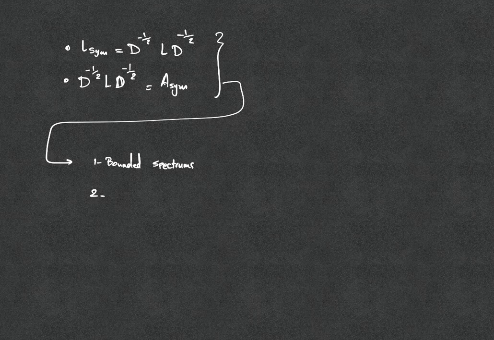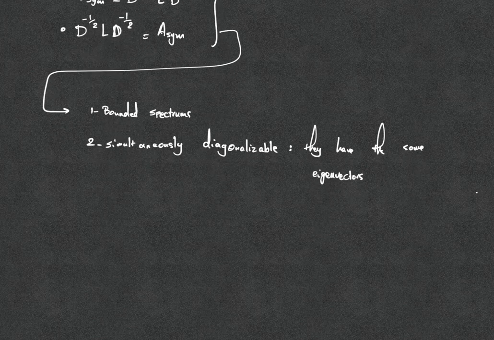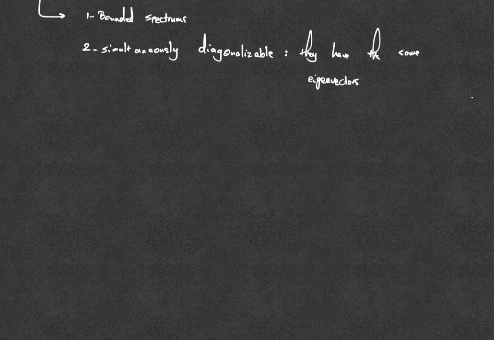The other reason is that they are simultaneously diagonalizable. This can be read as they have the same eigenvectors. Think about the eigen decomposition of these two symmetric normalized matrices.